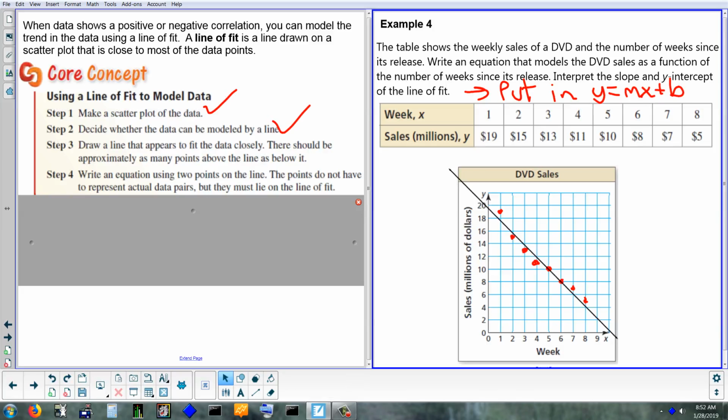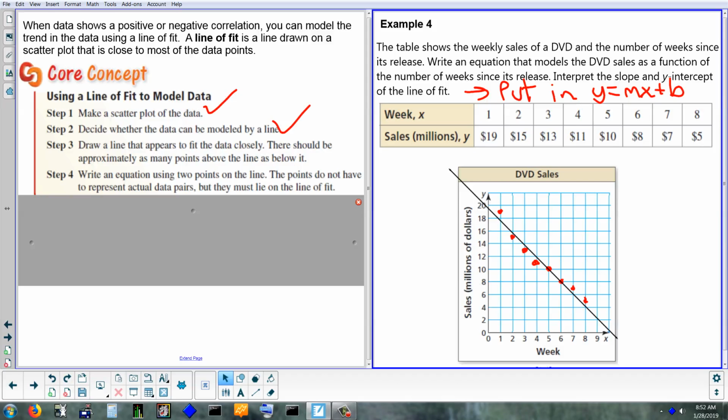If there's like 5 on the top, 4 on the bottom, that's okay, as long as it's relatively close. But it's not always going to be an equal amount above it and below it. Now here, it just so works out that my line did go through 2 of the points that I put in there. These 2. It's not always going to work out that way.